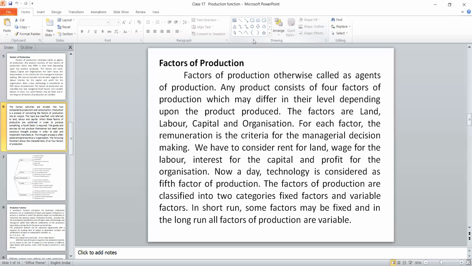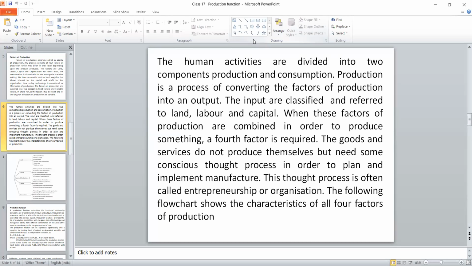Human activities are divided into two categories. One is the production side, the other is the consumption side. Production is a process of converting the factors of production into the required output. That means by using land, labor, capital, and organization, we are producing what is required for us. That is called production. The input is nothing but land, labor, capital, and organization.